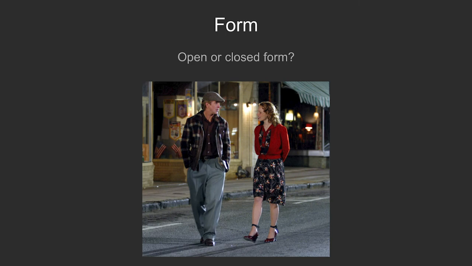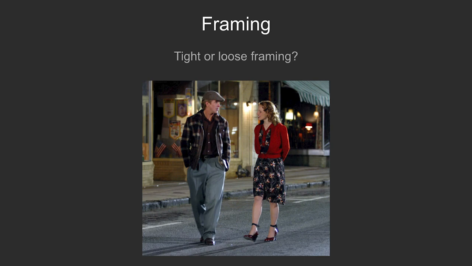When talking about the form of an image, we can ask ourselves if the fragment is open or closed. This image is a closed form because the important parts of the image, specifically Allie and Noah, are both shown in a confined space.